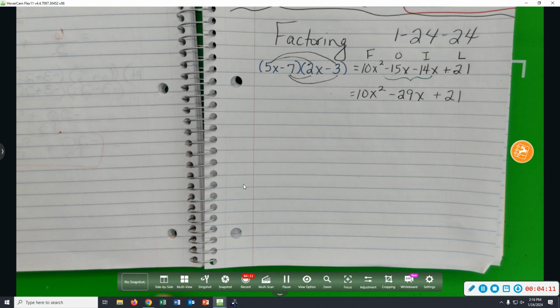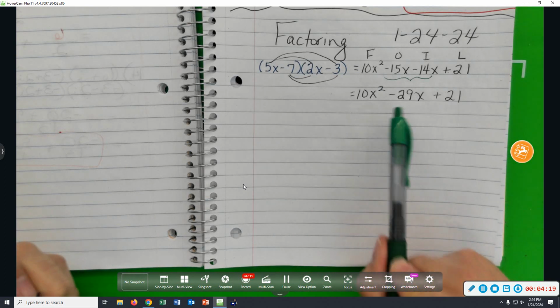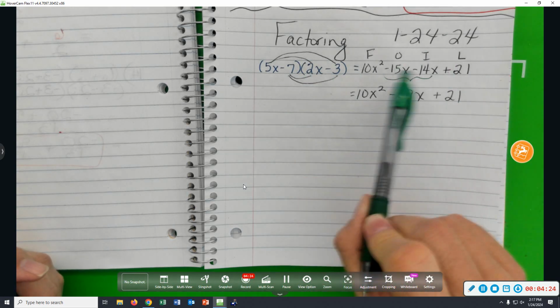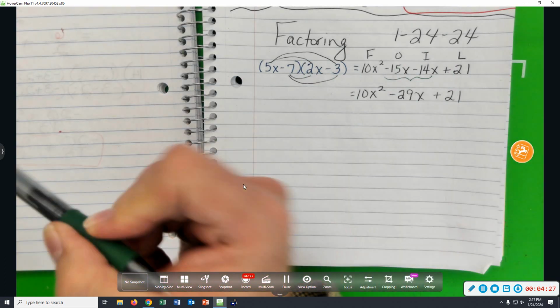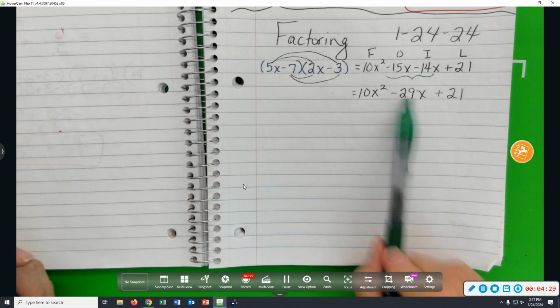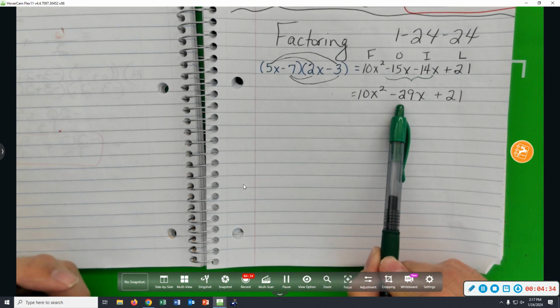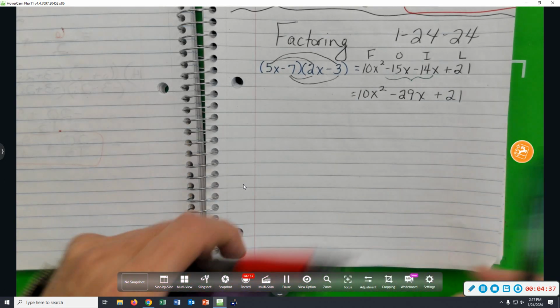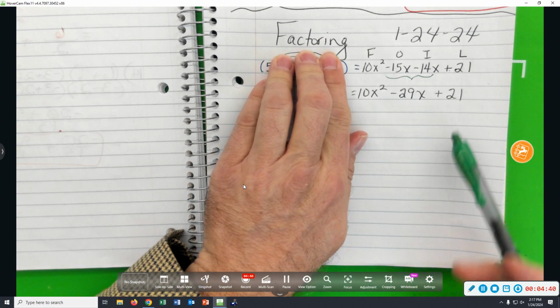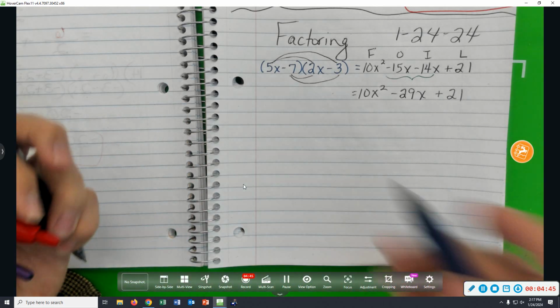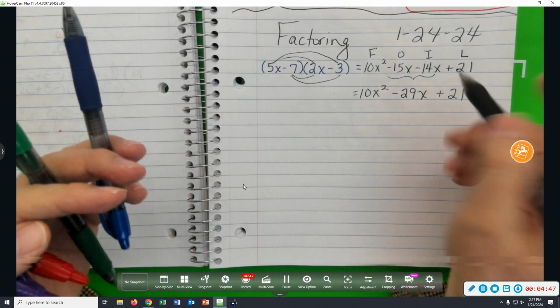In algebra, I'm not sure I've said this yet this semester, but it's something I'll say quite a bit through the semester. In algebra, you always do stuff one way, foil it out, then you go backwards. Going backwards, that's what we mean by factoring. Today, if we were given this trinomial, 10x squared minus 29x plus 21, how do we go backwards to these two sets of parentheses? We're trying to write it as a product.